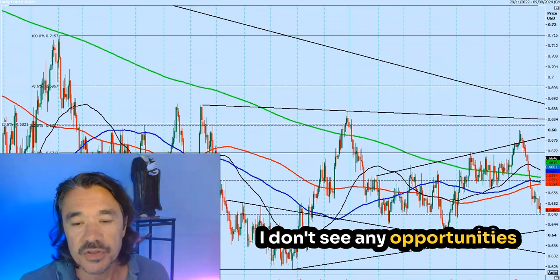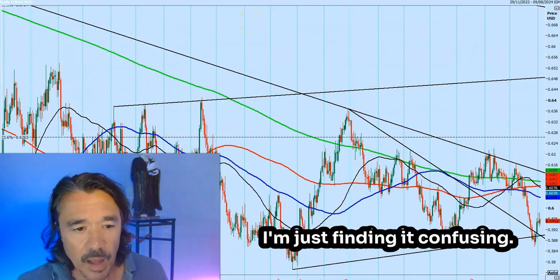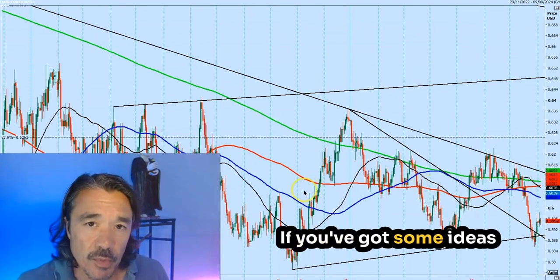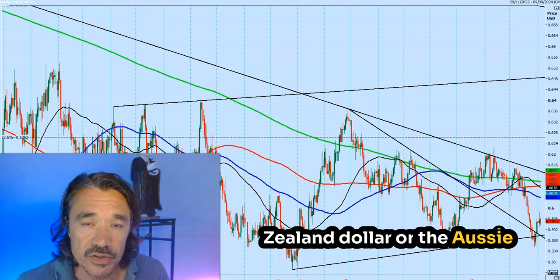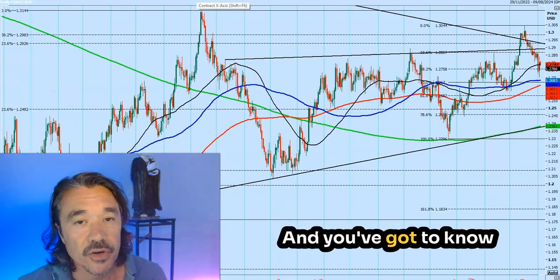I don't see any opportunities in the Aussie dollar. That's just going nowhere. That's going sideways. New Zealand dollar as well. I'm just finding it confusing. If you've got some ideas on how to trade the New Zealand dollar or the Aussie dollar, please let me know. I'm lost. You've got to know when it's right to trade, and you've got to know when it's not right to trade.